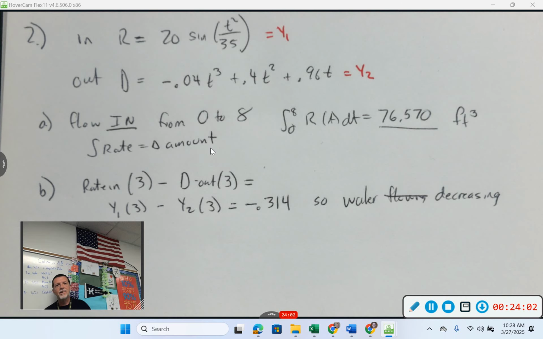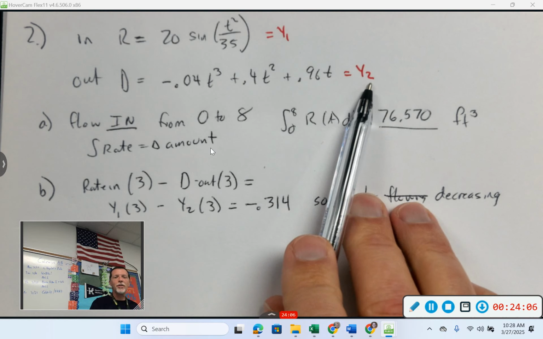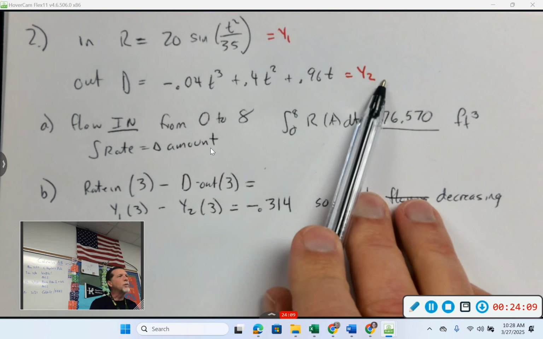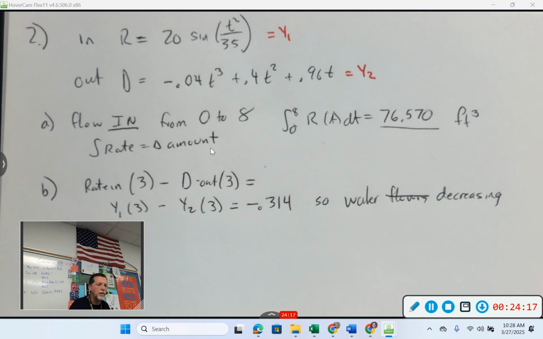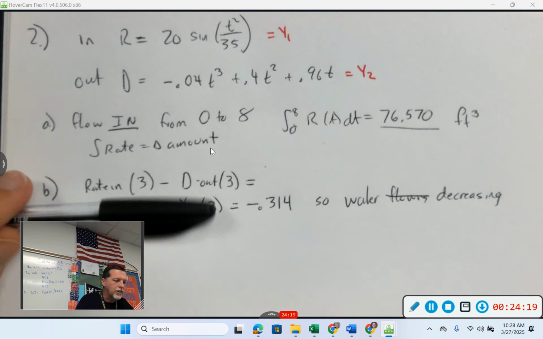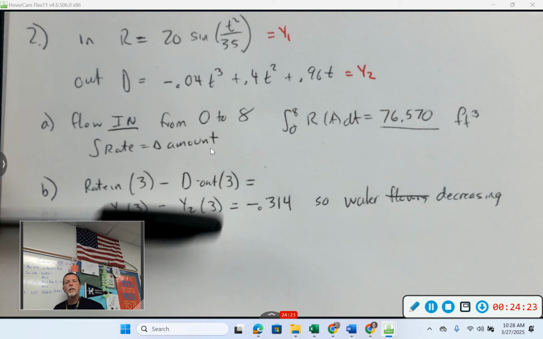How did you go Y2? What was Y2? So Y2, I labeled it up here so that I could switch back and forth between D and Y2. You don't have to do that, but if you're worried you're going to type or write Y1 and Y2, then make sure you've labeled Y1 and Y2. I would not need to do that. I could just say R of 3 minus D of 3 and get my answer. Okay.